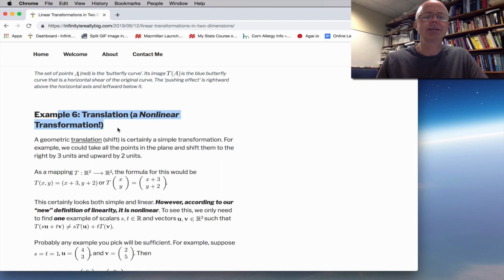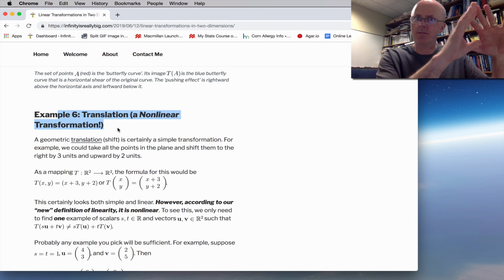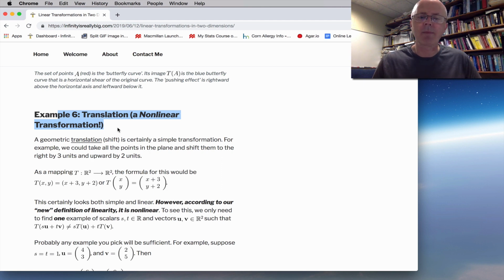Here's an example that's nonlinear. I don't have visuals for this one because I think the visuals are pretty easy to imagine. It's a translation. What's a translation? It's just a shift. That's a rigid kind of geometric motion, just shifting points like a parallelogram, upward or downward or whatever. It's rigid. It's fairly simple, but it's actually nonlinear.